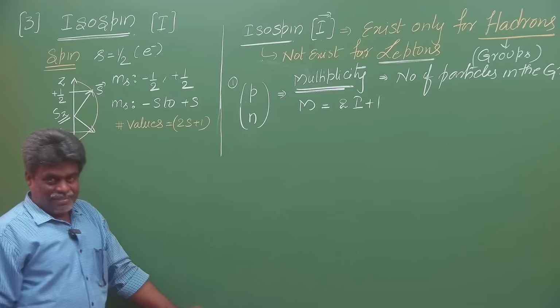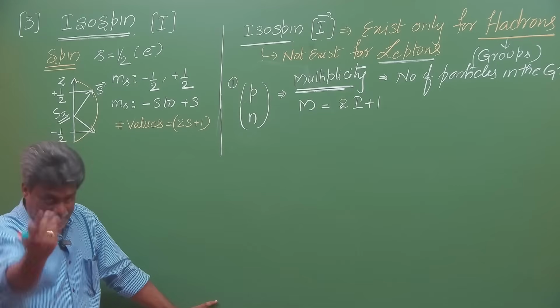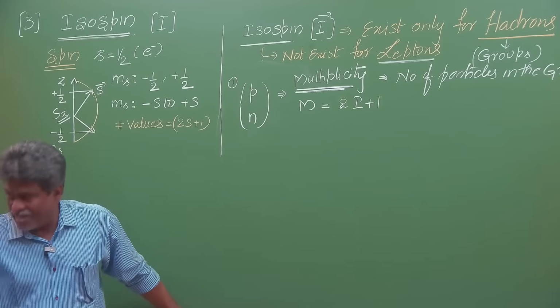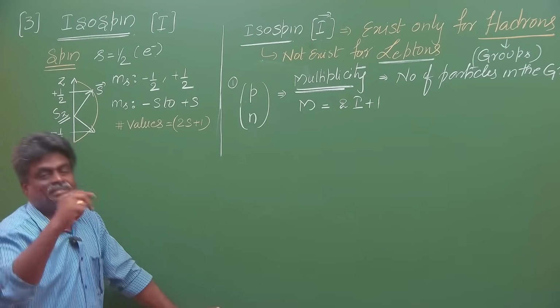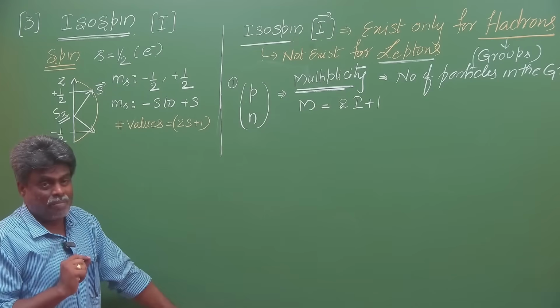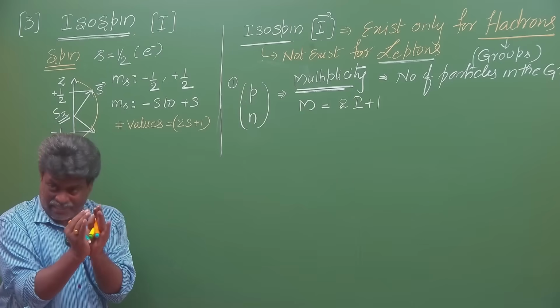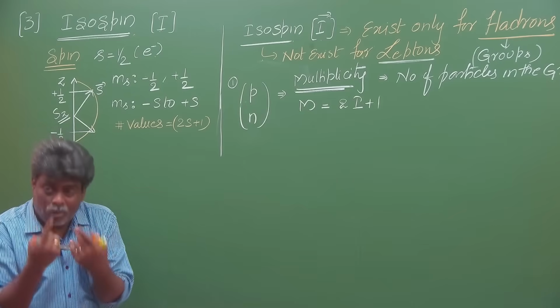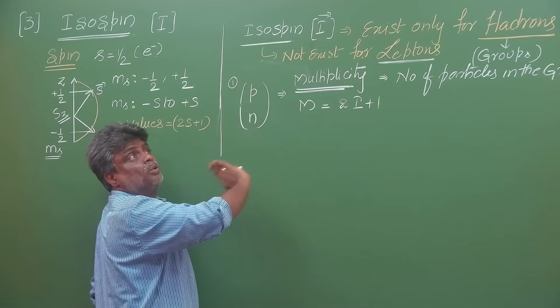So the multiplicity formula is 2I plus 1. Spin multiplicity is 2S plus 1. L multiplicity 2L plus 1. J multiplicity 2J plus 1. I multiplicity 2I plus 1. I told you one more time, that entire group represents the same entity but with different projections. That's why I is the same for the group.